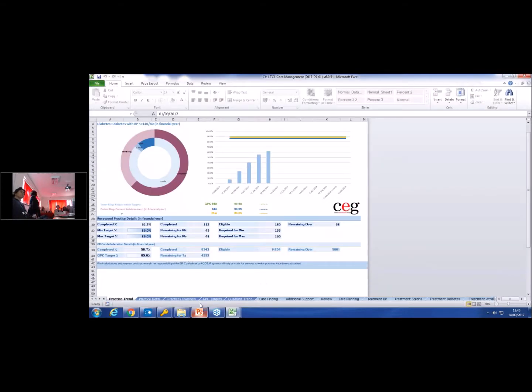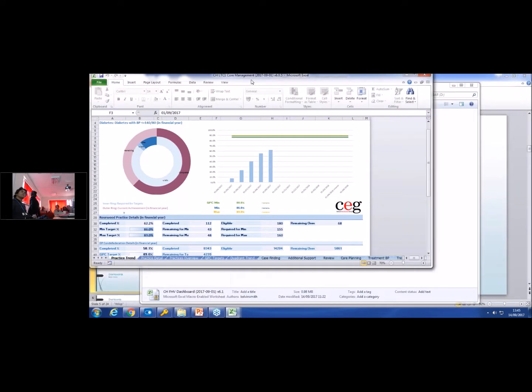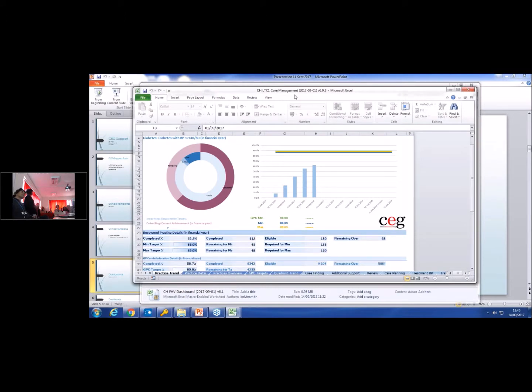Hi, my name is Crystal Sirisoma. I'm a data analyst at CEG, and we produce over 20 dashboards for City and Hackney. I'm going to pick 3 dashboards and explain to you what sections you could be looking at to help improve your targets. So first, we are going to look at the long-term conditions dashboard.